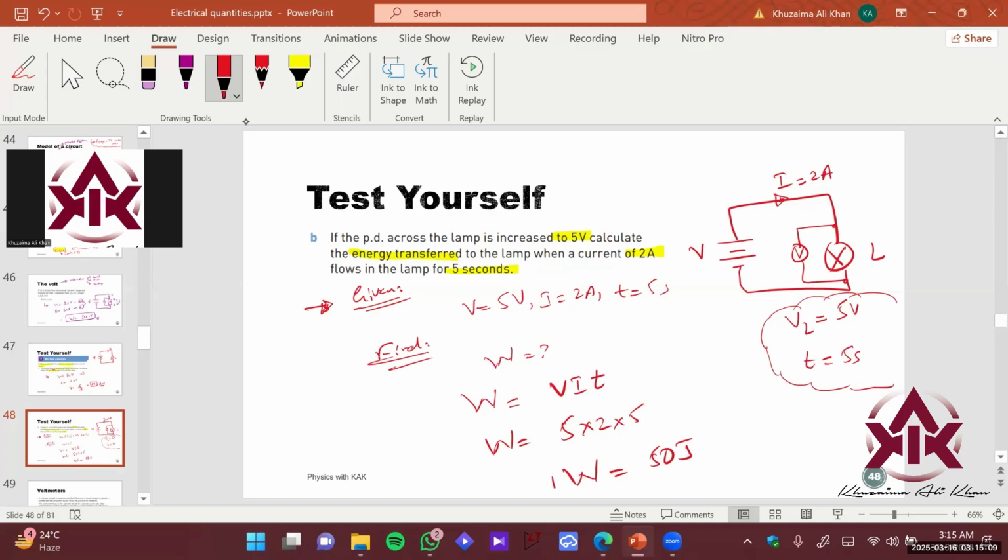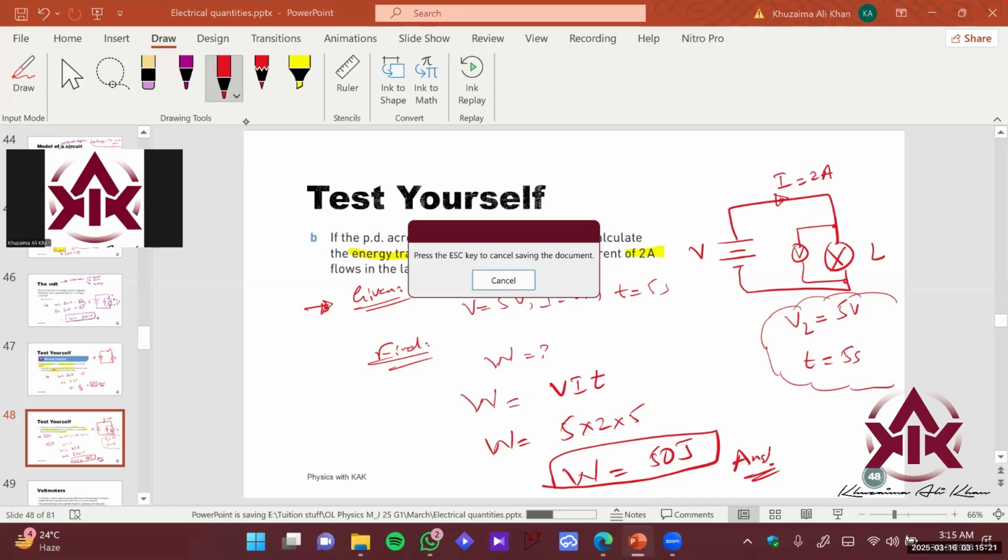This is the work done, the amount of energy that the battery has transferred to the lamp to glow and produce heat energy in the surroundings. So I hope it makes sense. They are not so difficult concepts here. These are interesting concepts.